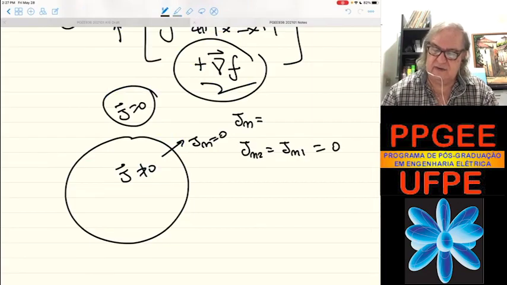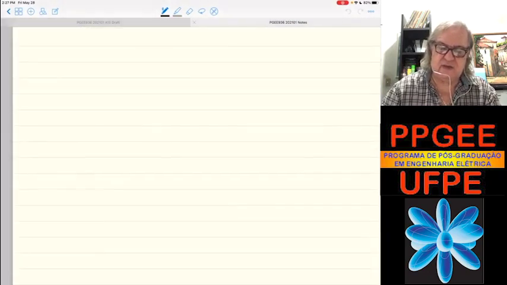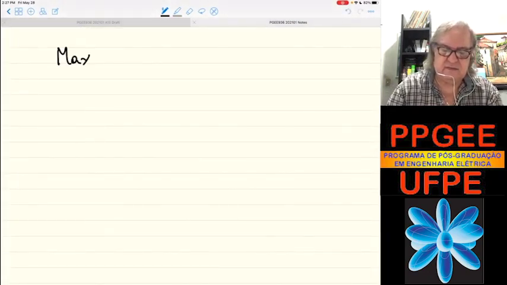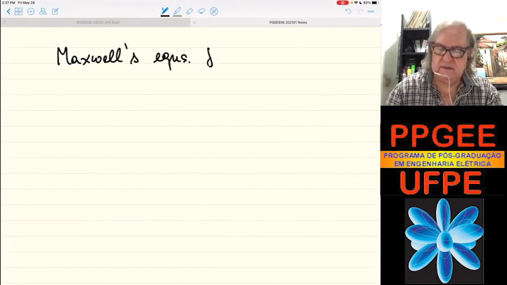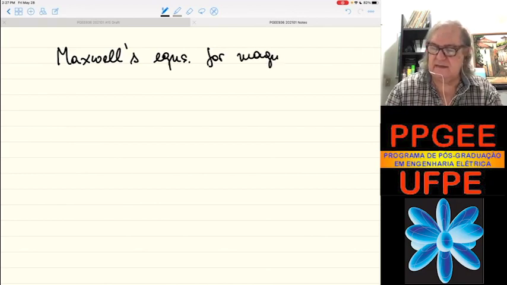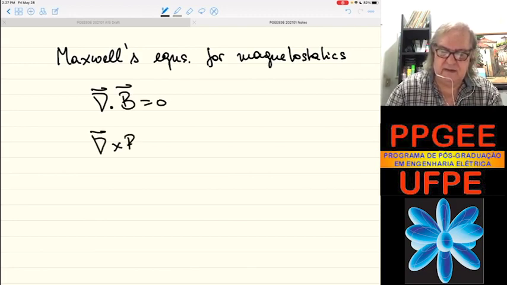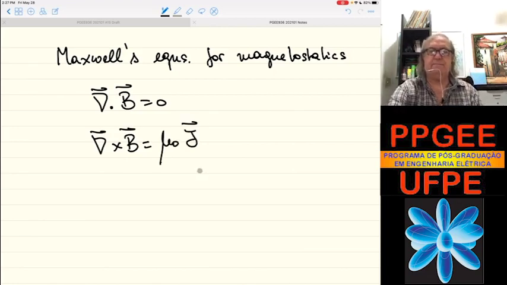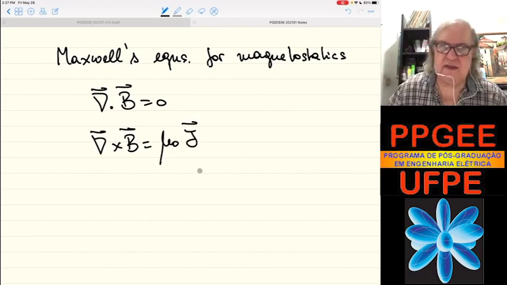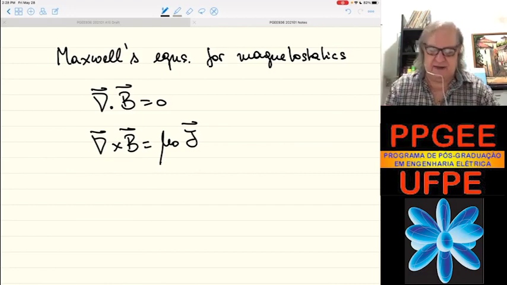We have two equations now, two Maxwell's equations in differential form for magnetostatics. We have that the field is solenoidal, and curl of B equals mu 0 times J. Okay? Well, we are going to introduce the magnetic field in vacuum.